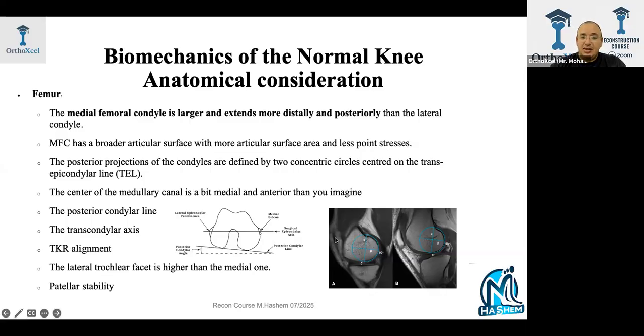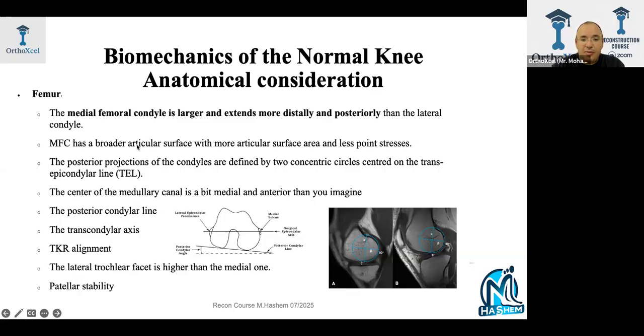The medial femoral condyle has a broader articular surface, and more articular surface means less point stress. That's one of the reasons why, when you have a varus knee, it takes a long time for this varus knee to progress. On the other side, if you have a valgus knee, the valgus knee progresses very easily. So yes, the medial side or varus knee is more common, but we will now see why the varus knee is more common than the valgus knee.